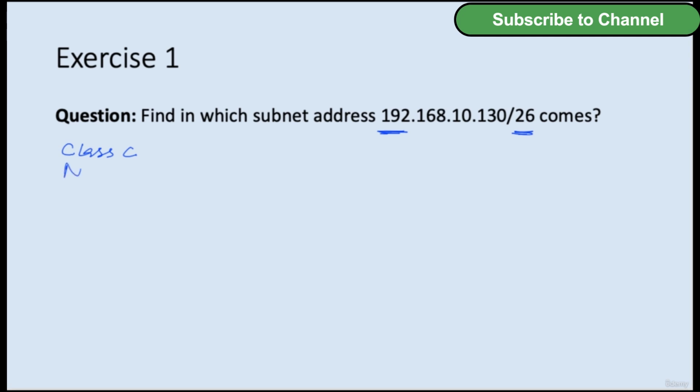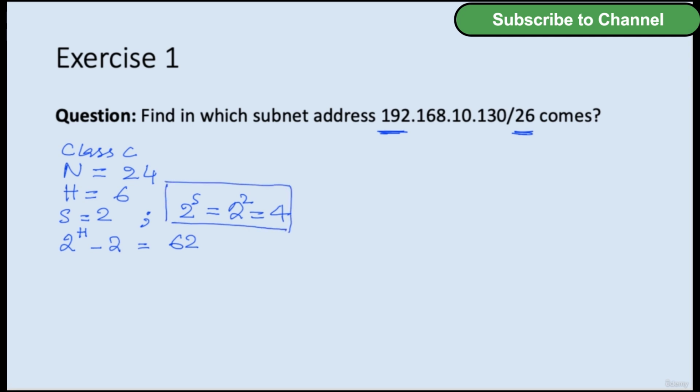It's a class C address, so network bits will be 24 and the host bits I can see will be 6. I'm doing it directly. Subnet bits are 2 here. So because of the 2 subnet bits, I will have 2 raised to the power s, that is 2 raised to the power 2, 4 subnets. Because of the 6 host bits, I will have 2 raised to the power h minus 2, that is total 62 hosts in each of the 4 subnets. Since the number of subnets is 4, it means I have to produce the 4 network IDs. So again, interesting octet.